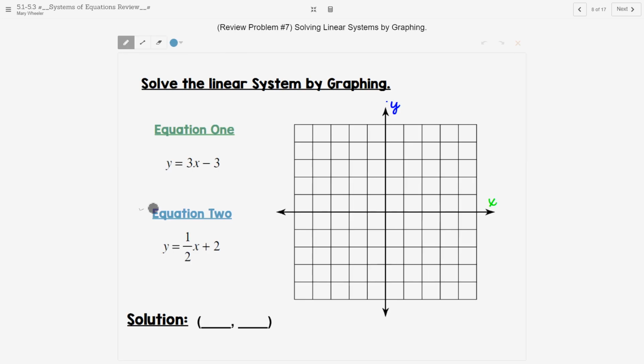Let's do the blue line first, since that's my color that I'm on. My y-intercept is 2. Up 1, right 2. If I wanted to, I could go down 1, left 2. Draw my line. Do the next one in green. My y-intercept is negative 3. Up 3, right 1. Oops. Made a miscount there. 1, 2, 3. Should be right there. Let's go ahead and graph that. And that is going to be right 2, up 3. So (2, 3).